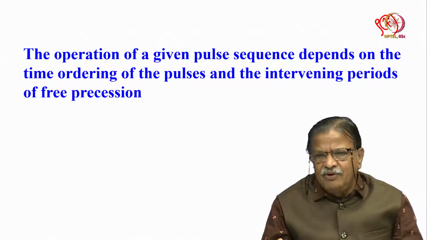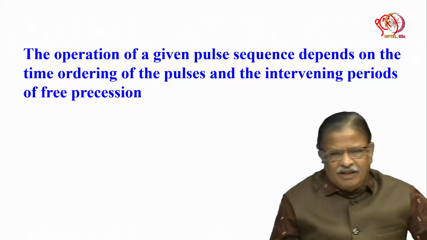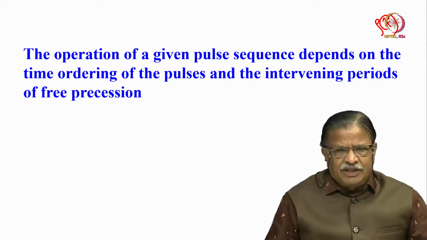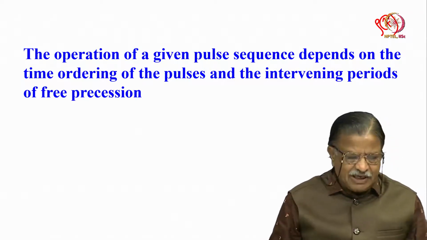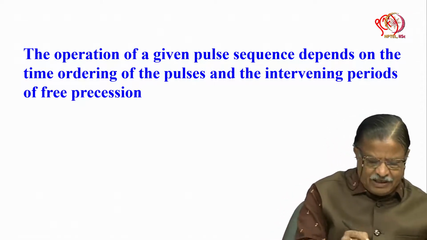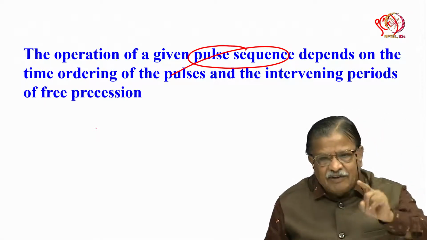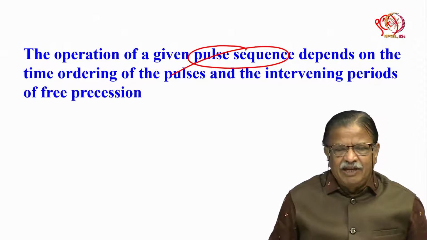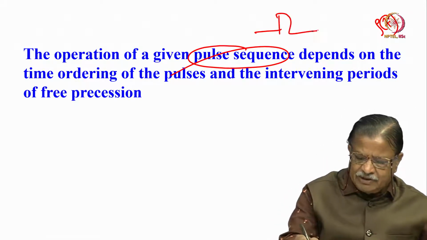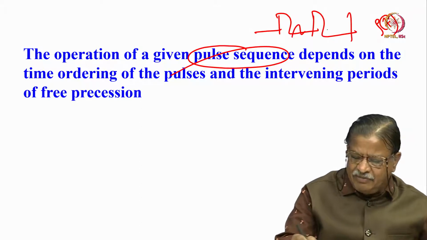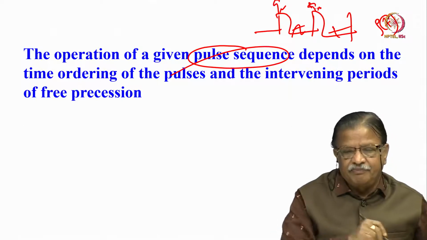So we wanted to go further and see how we can understand the product operators to find out the evolution of magnetization in different time periods of the sequence. We will continue further here. First you must understand that the operation of any given pulse sequence depends upon the time ordering of the pulses and the intervening periods of free precession. That is very important. Supposing I have a two pulse sequence, and there is a time delay here, and I apply a 90 pulse here and a 90 pulse here.